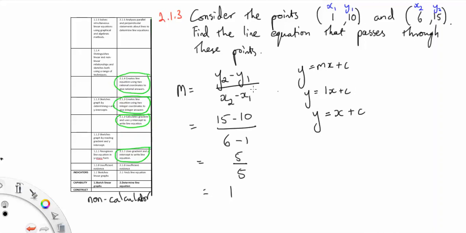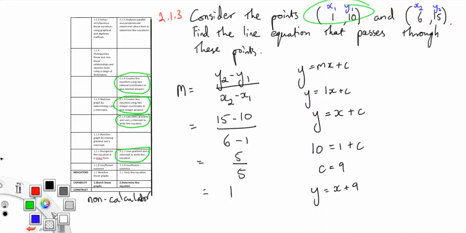Now we choose a point. I'm going to choose this point right here. Let's sub it in. 10 equals 1 plus c. Solving for c, we get c equals 9. Subtract 1 from both sides. And then y equals x plus 9. That is your final answer.